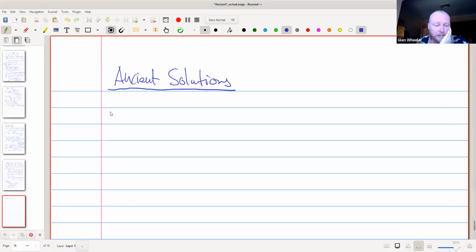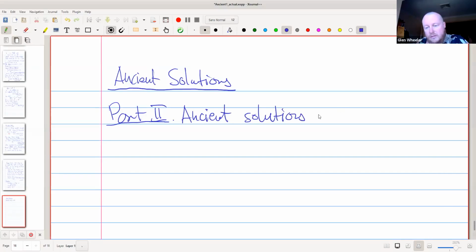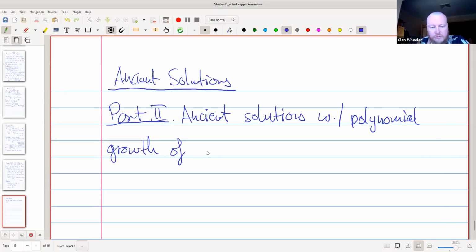Okay, so here we go. This is part 2. Now we're going to see what we can do with polynomial growth. This is ancient solutions to the heat equation. And now we're going to impose polynomial growth, and we're going to quantify it with a Q, so of order Q.